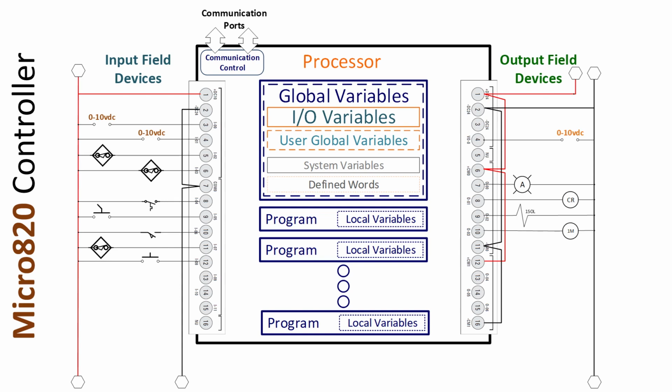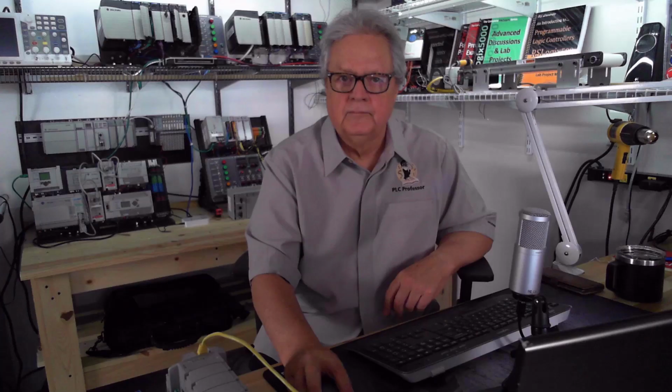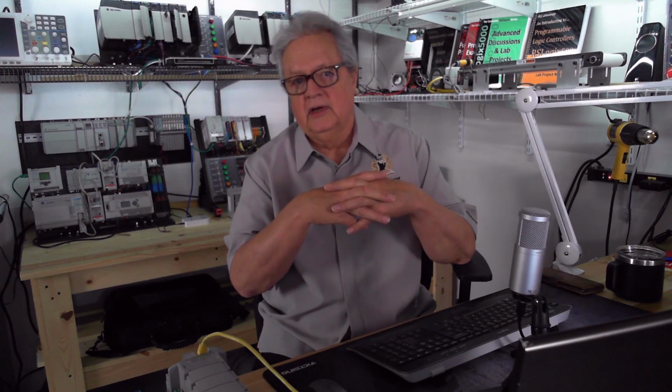Some Micro 800s, of course the Micro 810 has 0 expansion, but all of the other Micro 800s have expansion capability. I should say plug-in and/or expansion modules. Expansion modules clip onto the end of the controller. They're not plug-in. Okay, now we got the whole picture, right?